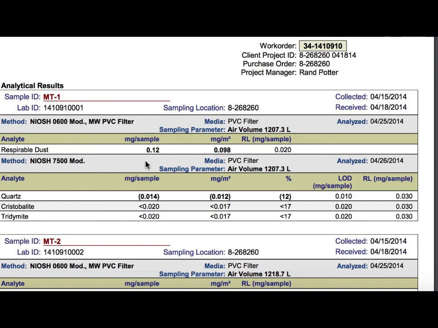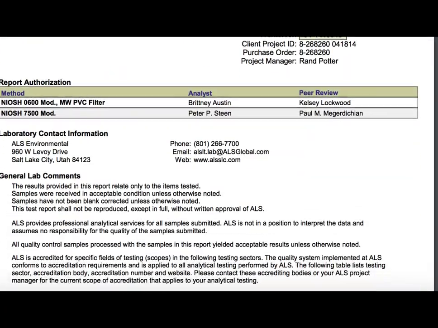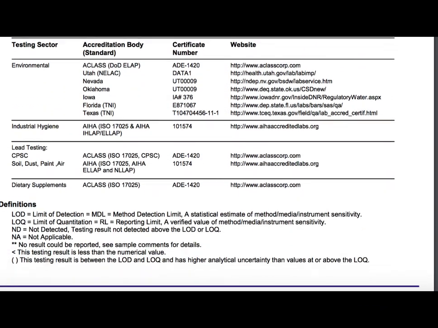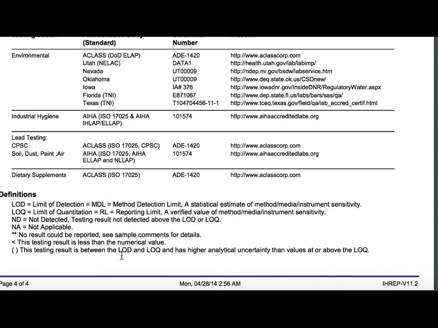And so you can see here we had 0.12 milligrams per sample. And then when we take our 0.12 milligrams and we divide it by our sample volume, we had actually 0.098 milligrams per sample volume. Now down here for our quartz, our limit of detection was 0.01, and this parentheses here tells us something. So if we scroll down to the bottom of our method, you can see that the parentheses tells us that the test result is between the limit of detection and the limit of quantification and has a higher analytical uncertainty associated with it, so that these results should be treated with caution.